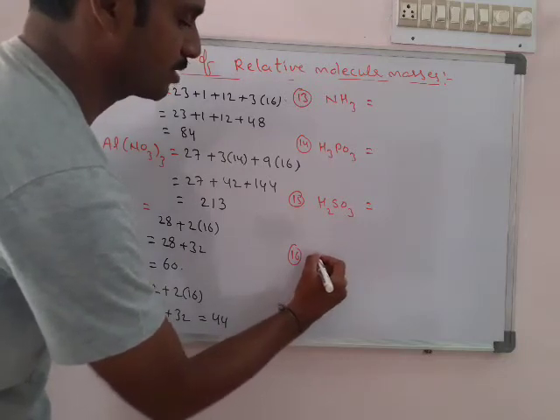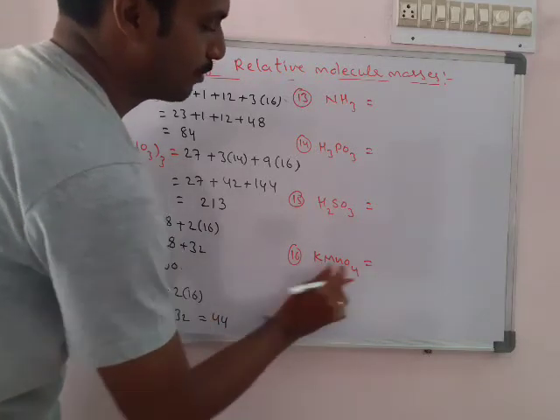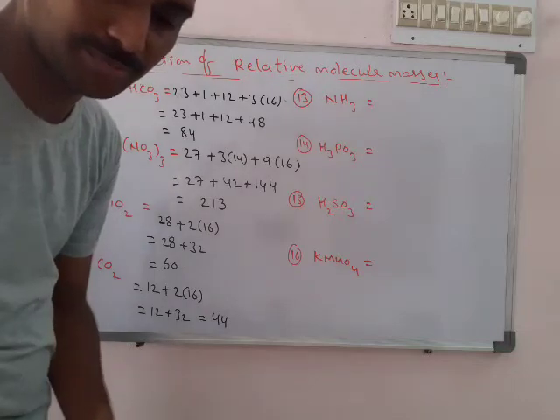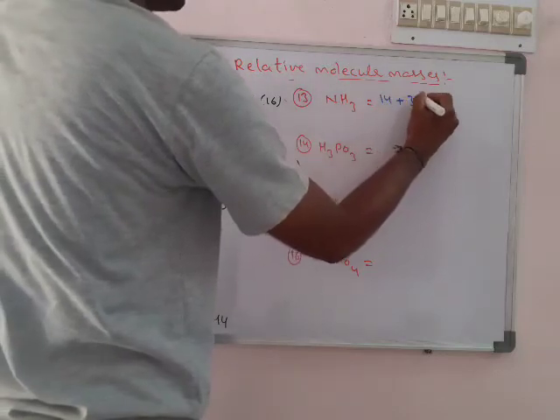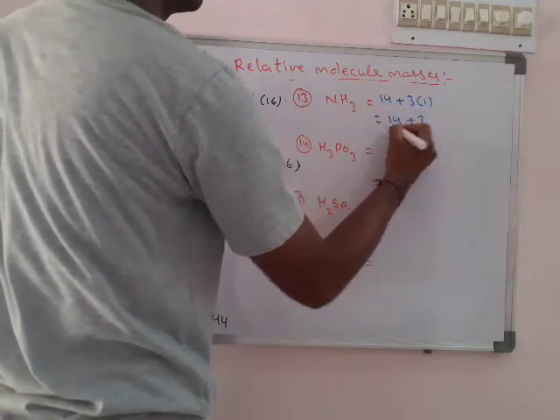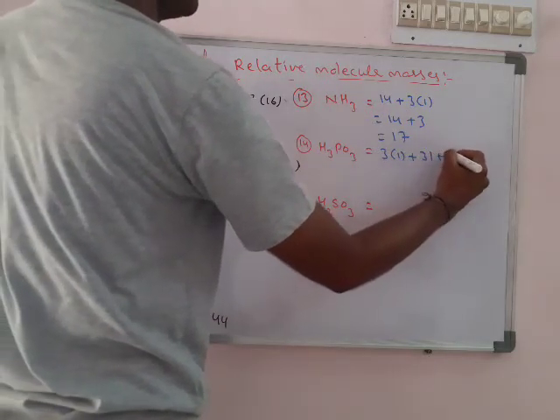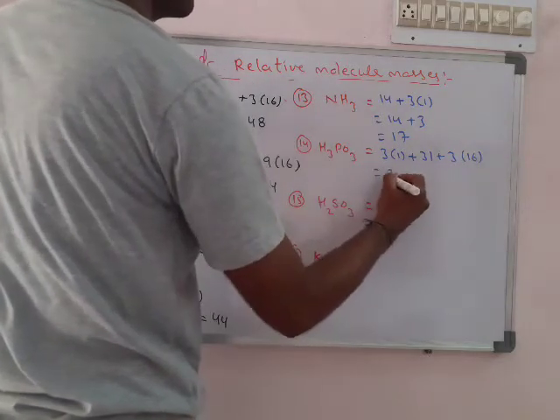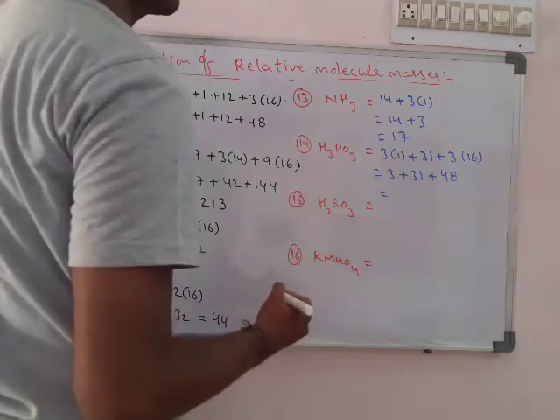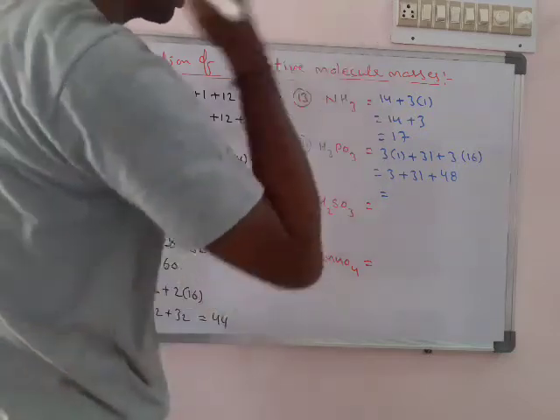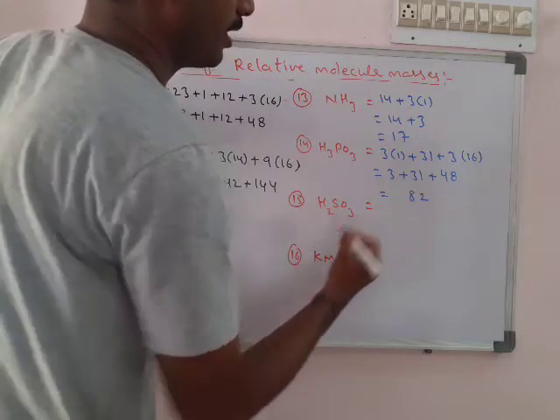Next, we know that cesium. We know the name of this compound. That is potassium permanganate. And H3PO3: 3 hydrogens 1, phosphorus 31, 3 oxygens 16. Total how much? 8, 9, okay, 12, 5, 8, okay. 82.